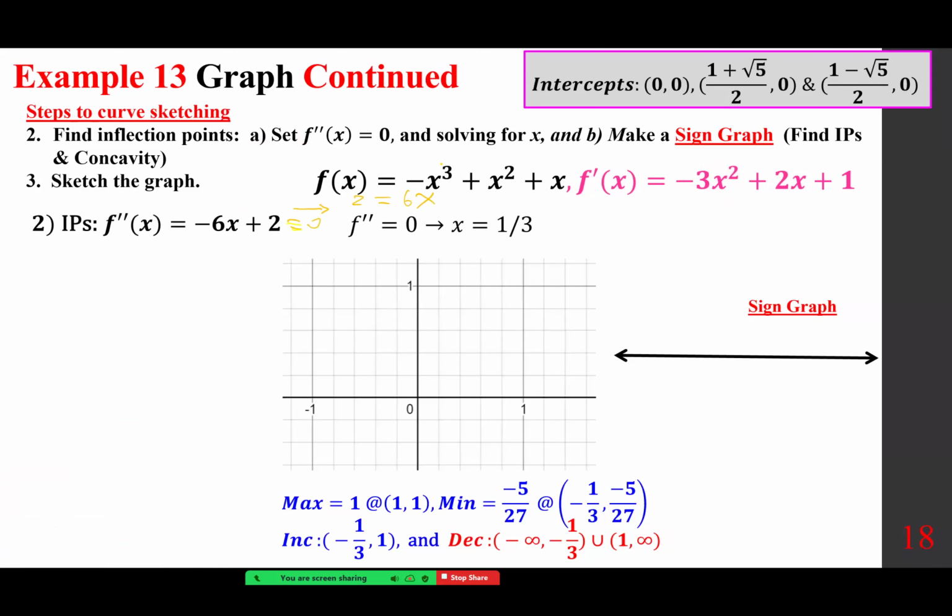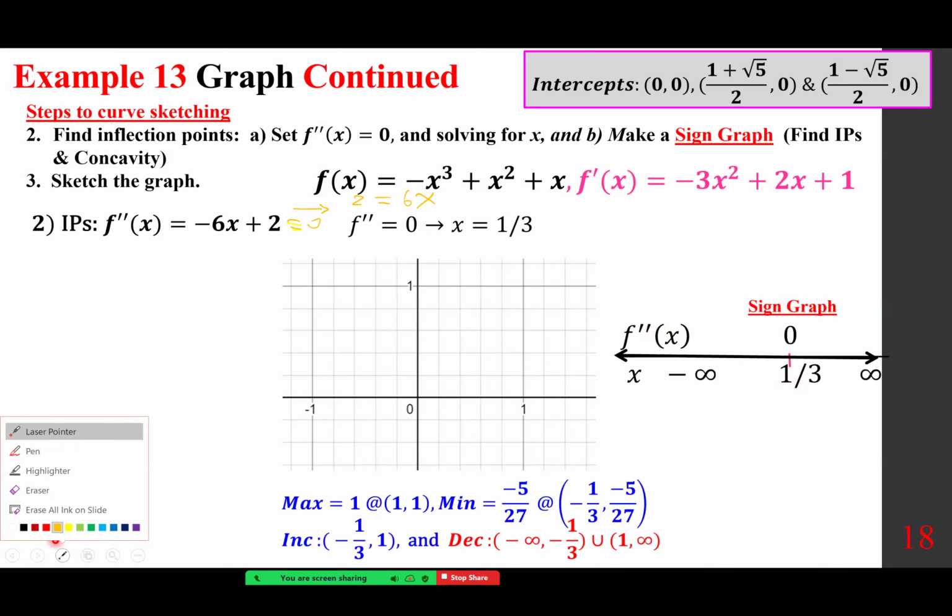We go with the sign graph. That means on a number line, we're going to put negative to positive infinity, and there's only one point, x equals 1/3. We put it there. At x equals 1/3, f double prime is 0. So we go with TPs, test points, and to the left of 1/3, the easiest point would be 0. To the right would be 1.